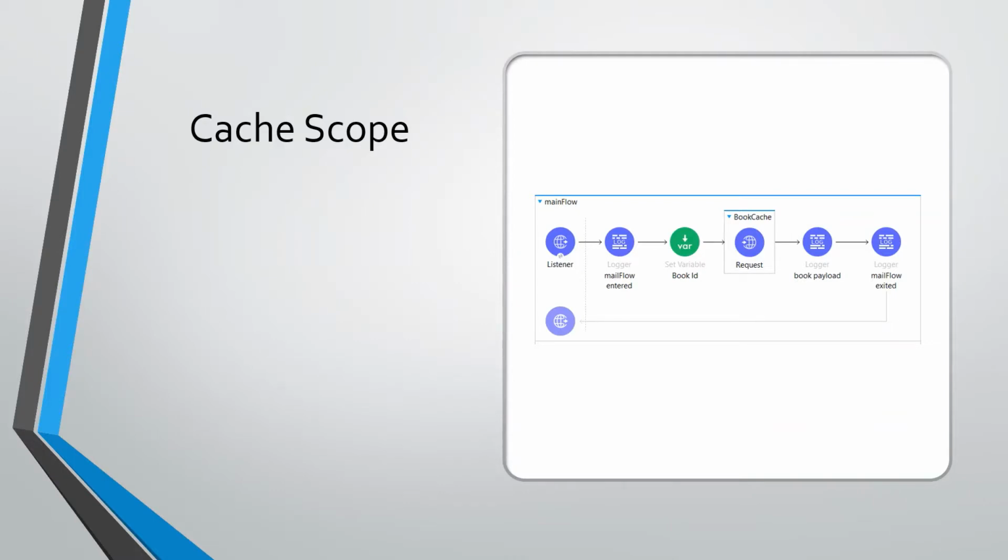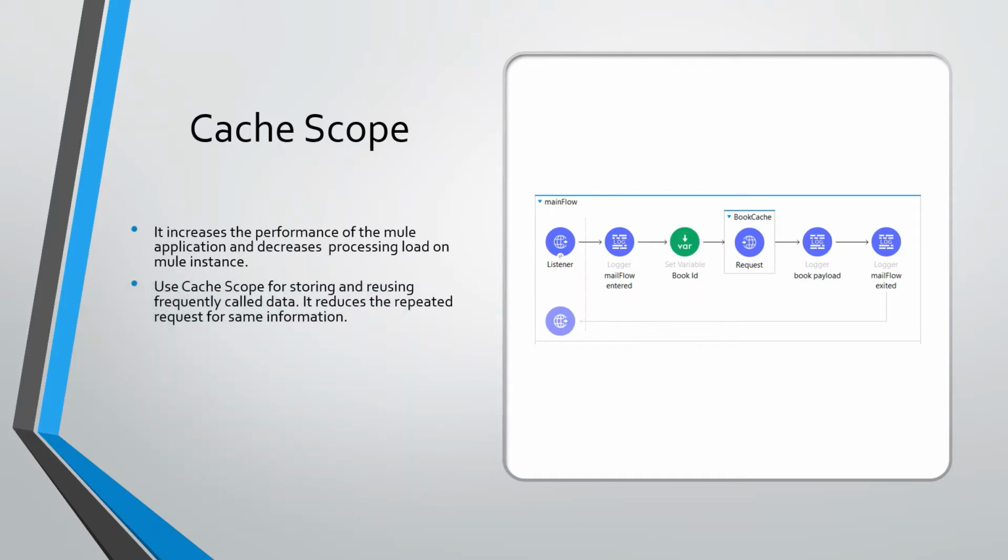Caching increases the performance of a Mule application and it decreases the processing load of the Mule instance. In our Mule application, if we are making repeated calls for the same information and that information does not update frequently, then we can use the cache scope. We can store that information in our cache scope.